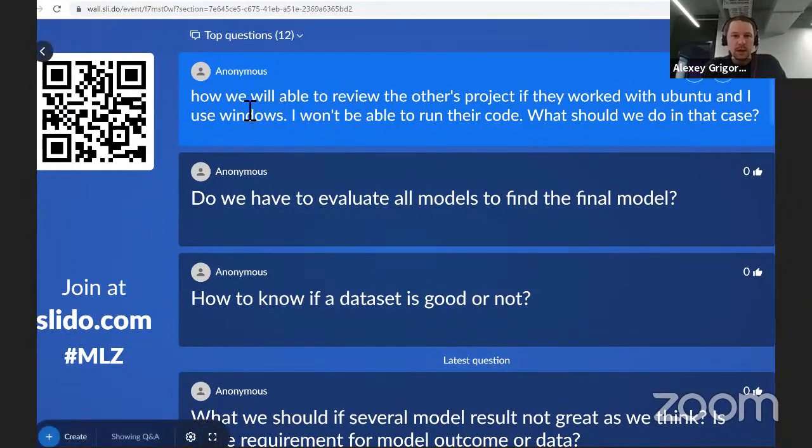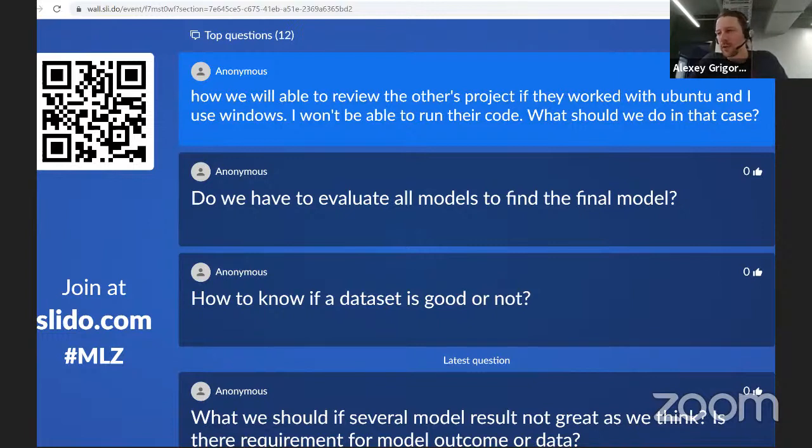How will we be able to review others' projects if they work with Ubuntu and I use Windows? I won't be able to run their code. What should we do in this case? In this case, if everyone uses Docker, you will not have this problem. If they don't use Docker, then they just don't get the point for using Docker. And if you can't run it, you just write, sorry, I cannot run this.